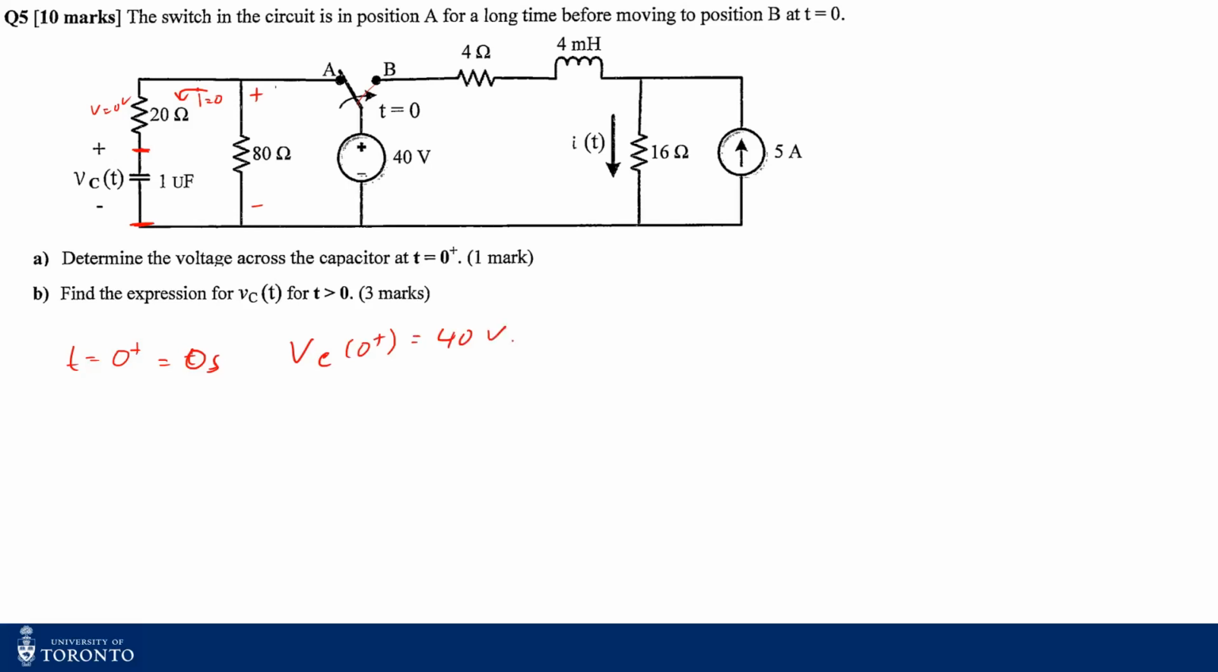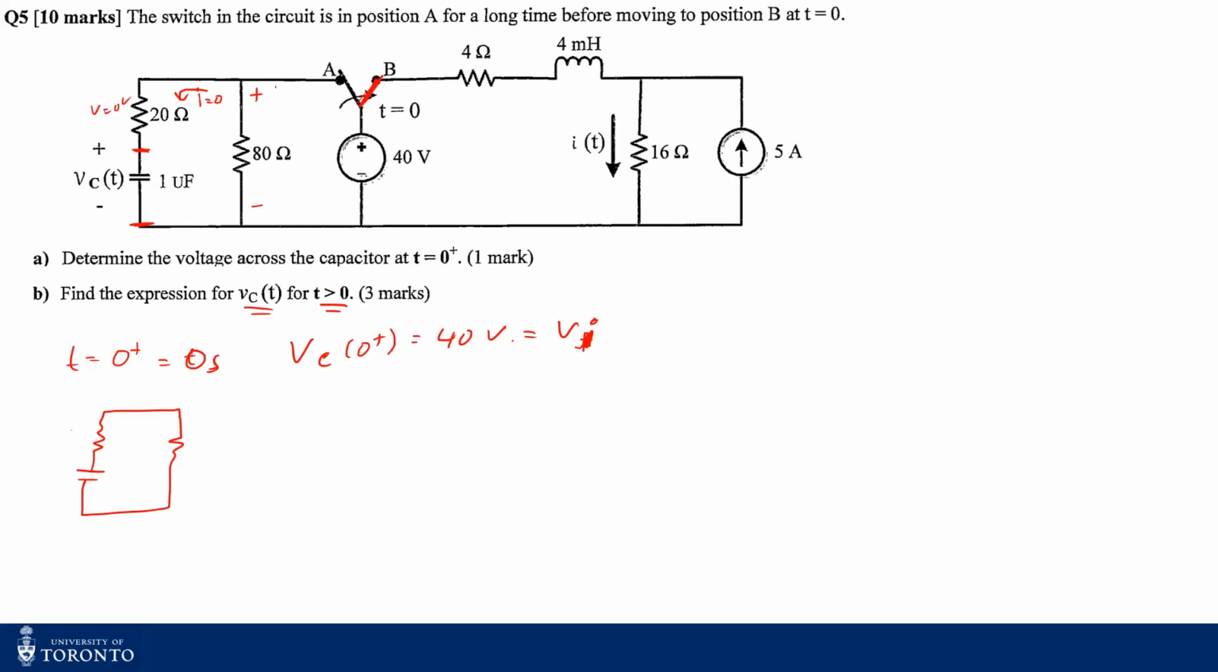Now you have to find out the equation for VC(t) for t greater than 0, right? So now this 40 volts is the initial capacitor voltage, from when the switch was at position A. Now if the switch moves to position B, the capacitor will start discharging through the 20 ohms and the 80 ohms, because they are in series and this circuit is open.